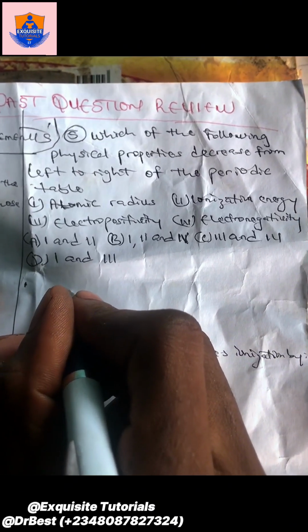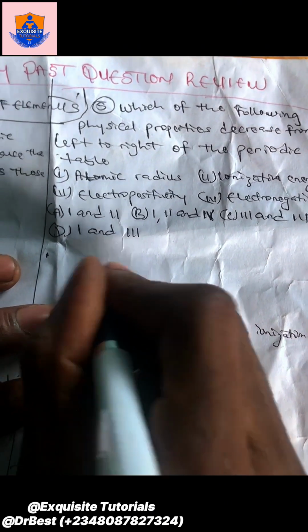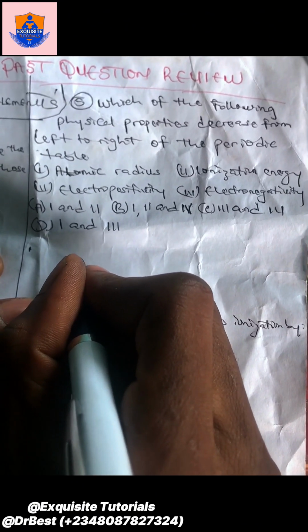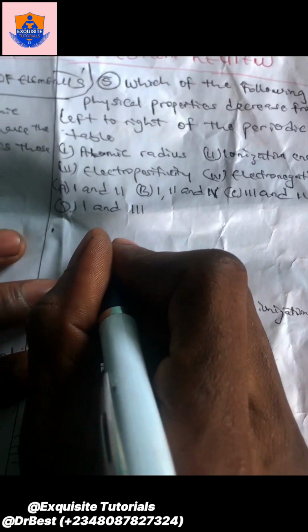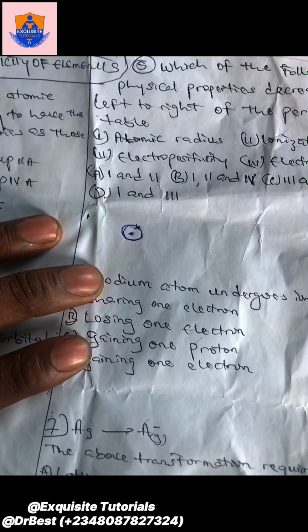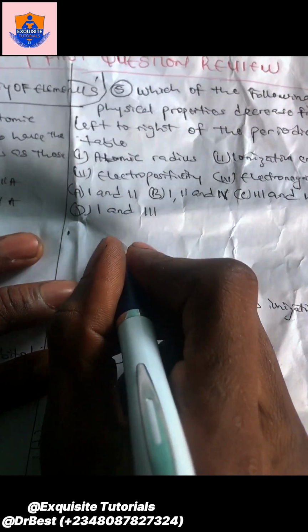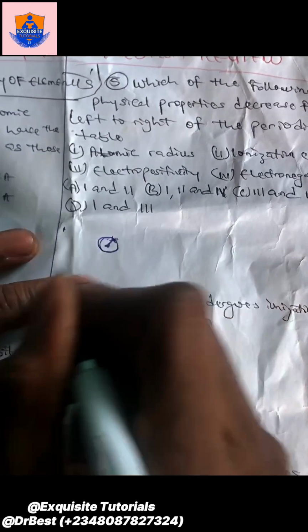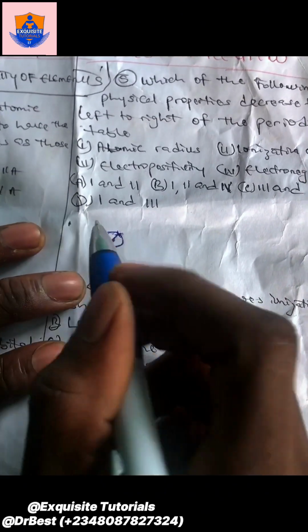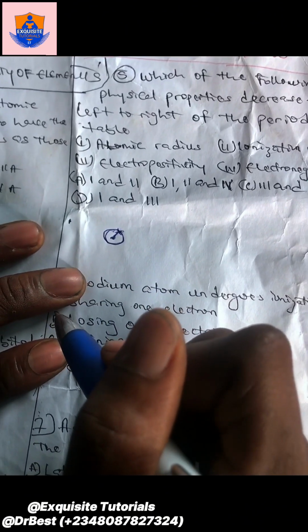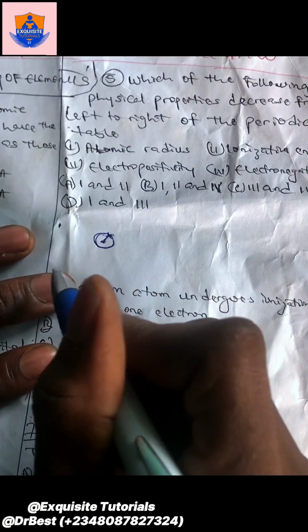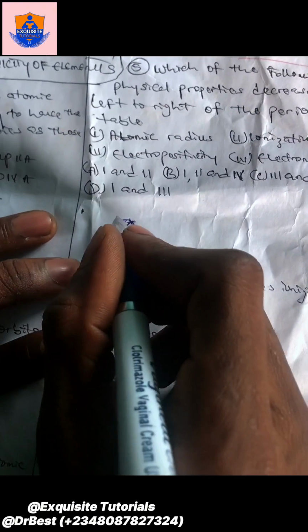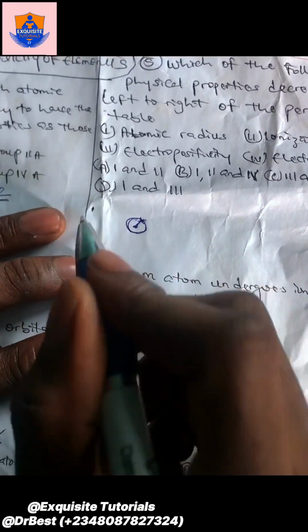Okay, let me draw this and explain to you. Atomic radius is the distance between the center of the nucleus to the outermost electron. So this distance is considered your atomic radius, right? Now atomic radius is highest on the left, which means that metals have higher atomic radius.